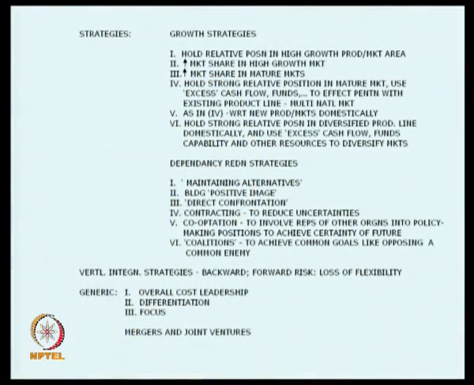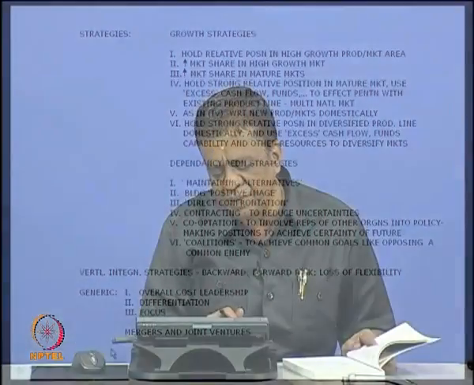Then the next example of strategies is what is called mergers and joint ventures. I discussed these mergers when I was looking at the dependency reduction strategies. When do two companies merge? When they feel there is a very strong synergy between them, and they are coming out with products which can appeal better to the marketplace when they come out together.